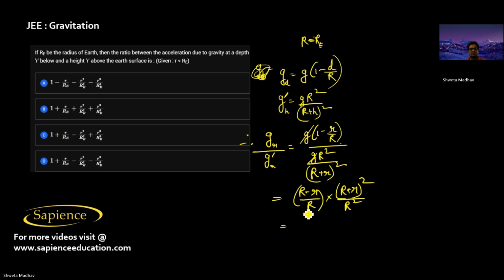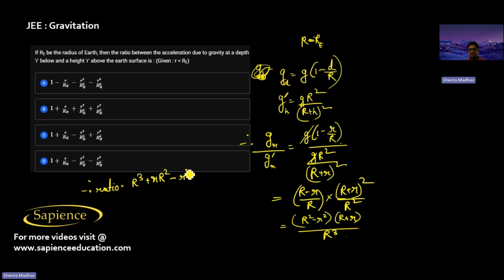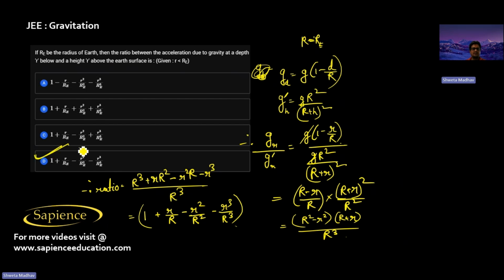So this will be equal to R minus r into R plus r, that is R square minus r square into R plus r, by R cube. Therefore, the required ratio, we can multiply. So this will be equal to R cube plus R square r minus r square R minus r cube divided by R cube. So this will be equal to 1 plus r by R minus r square by R square minus r cube by R cube. Which means option D is the correct answer.